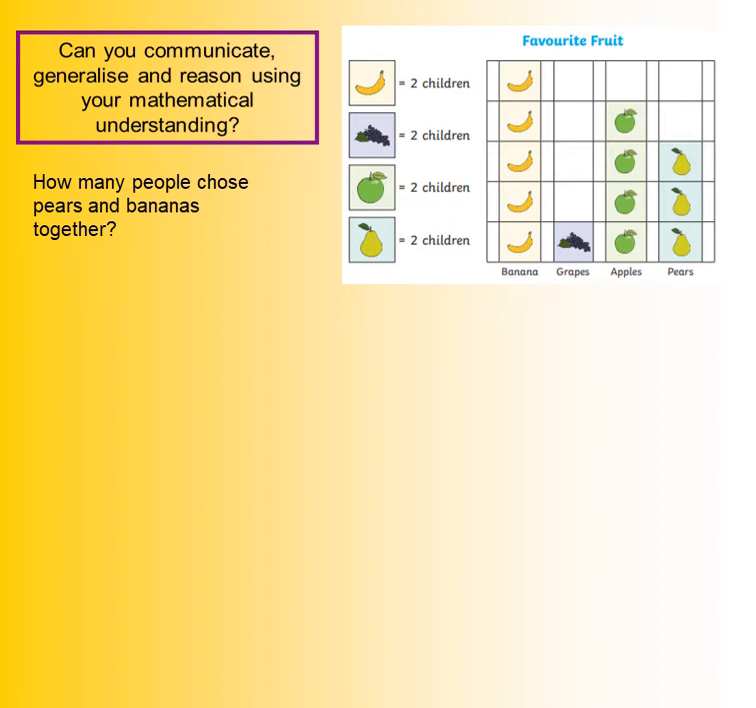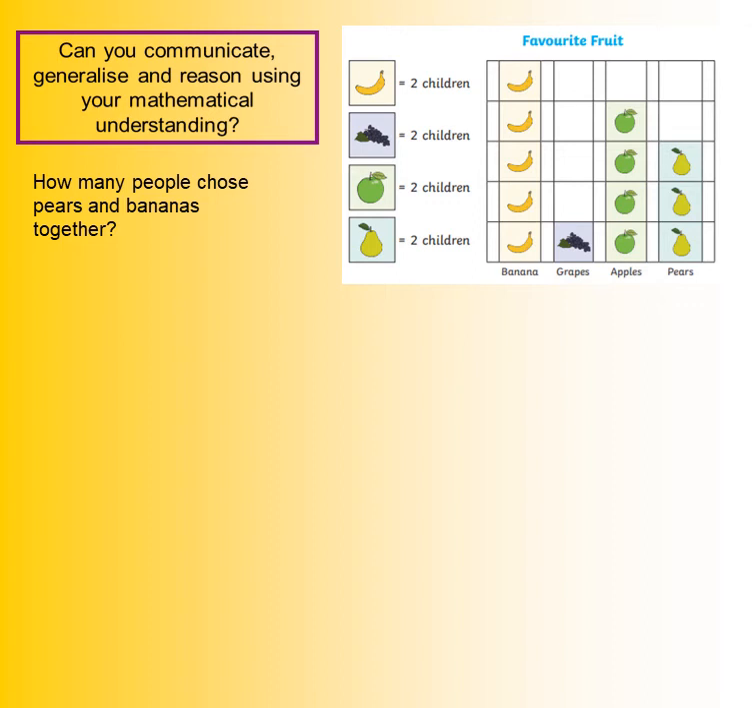Okay, now how many people chose pears and bananas together? So we need to add pears and bananas up together. Okay, so pears, how many pears are there? There's 3 pears. Okay, so each pear represents 2 children. So I'm going to add up how many children chose pears. And then I'm going to look at bananas and I'm going to add up how many people chose bananas and add them together. Just pause the video while you do that.